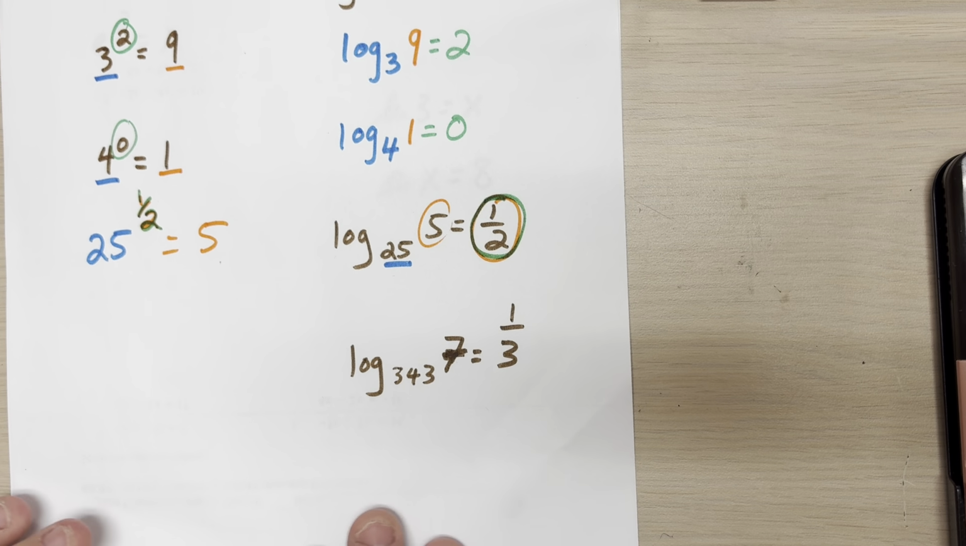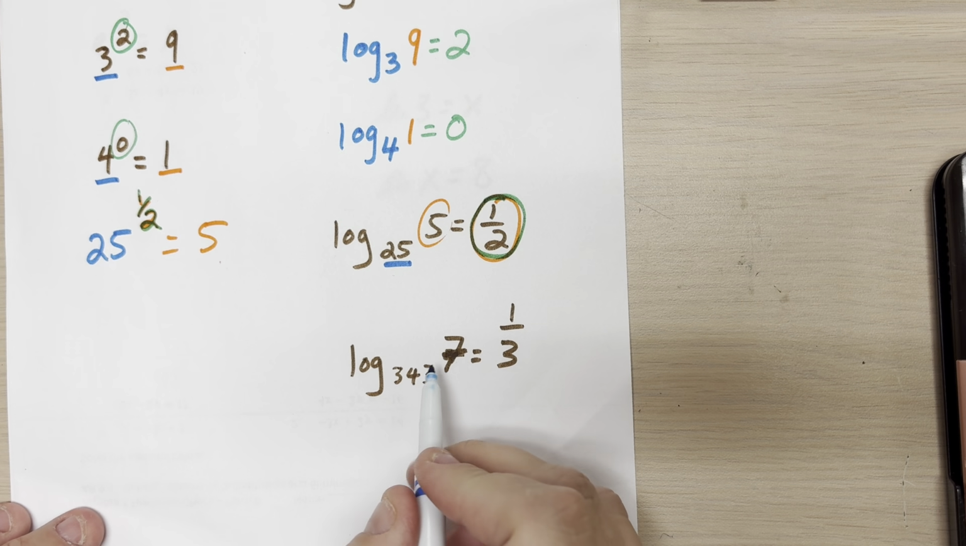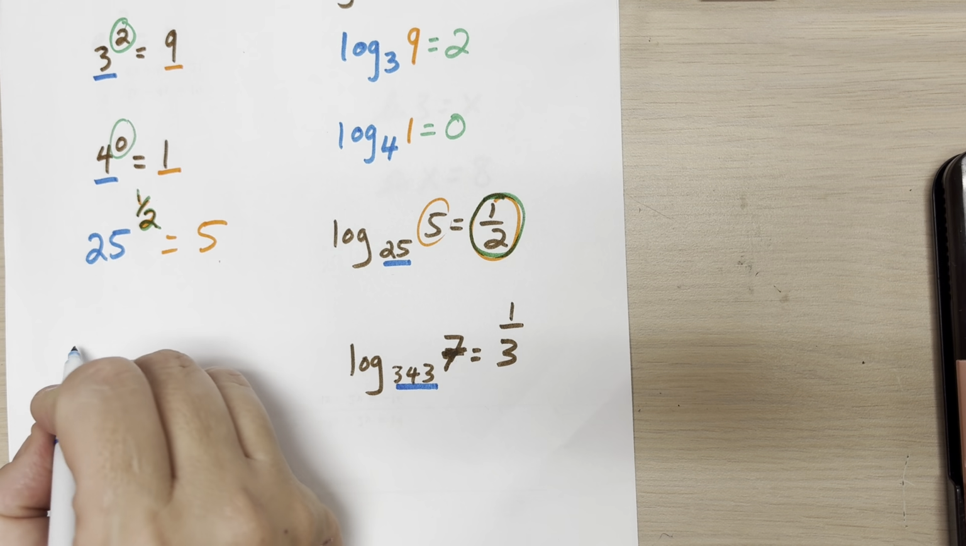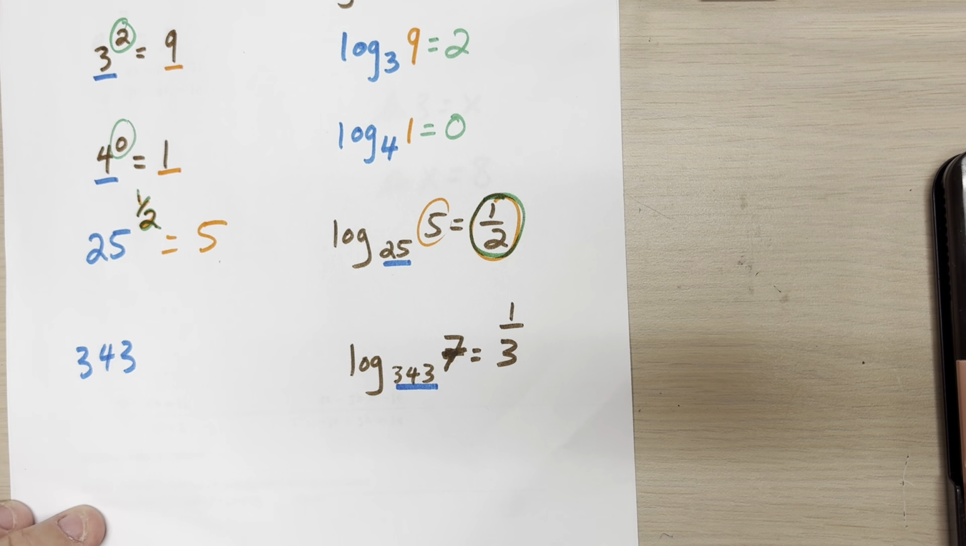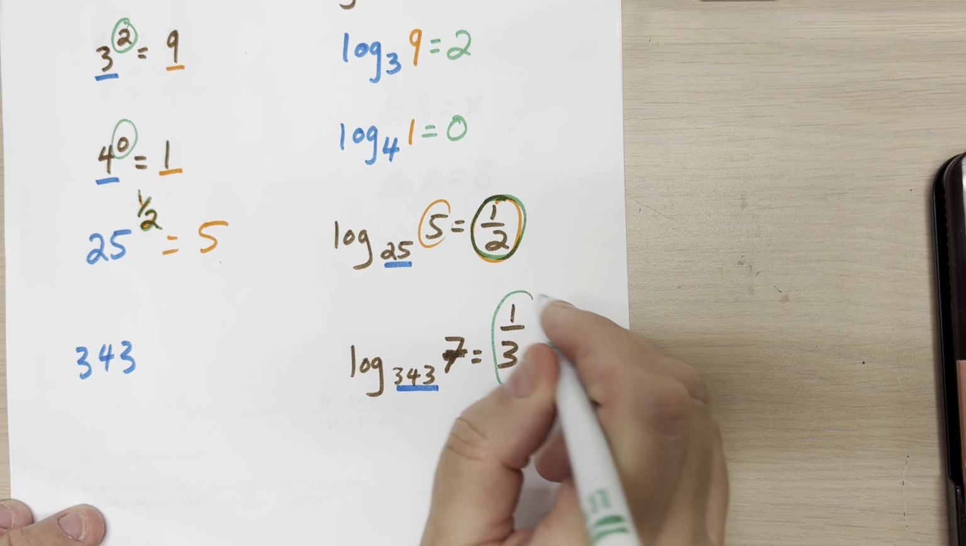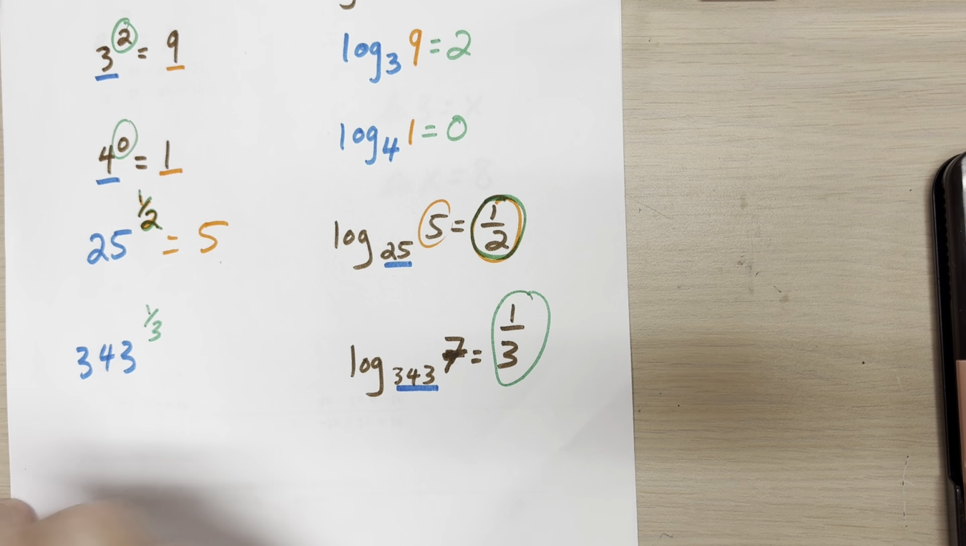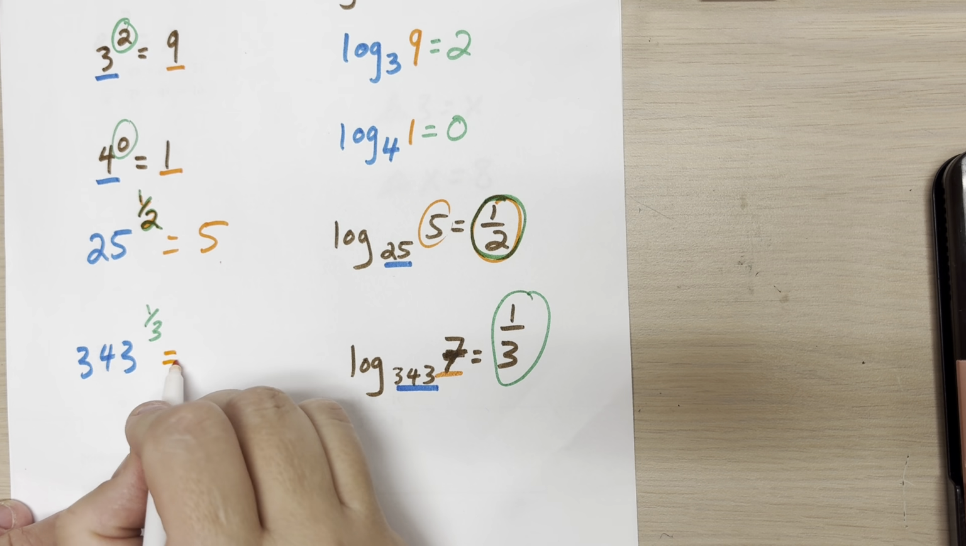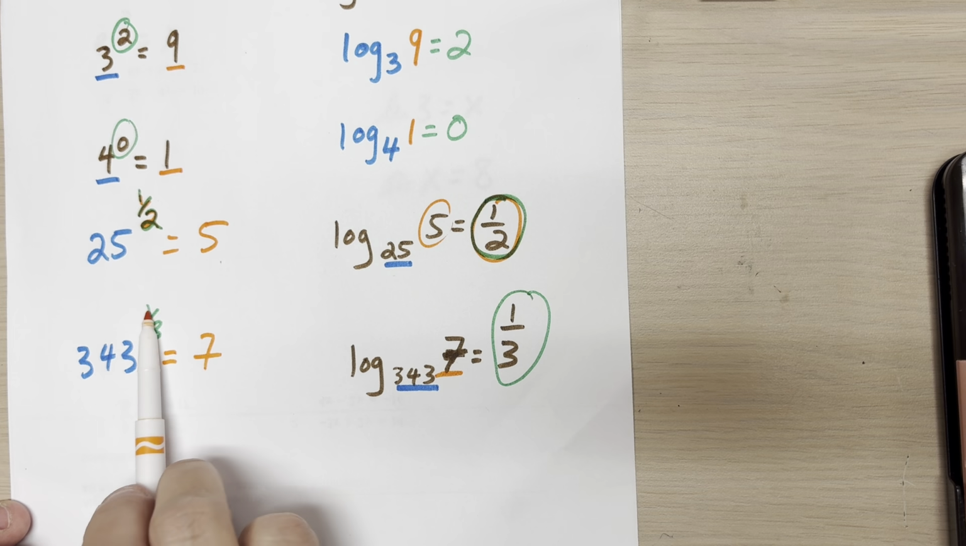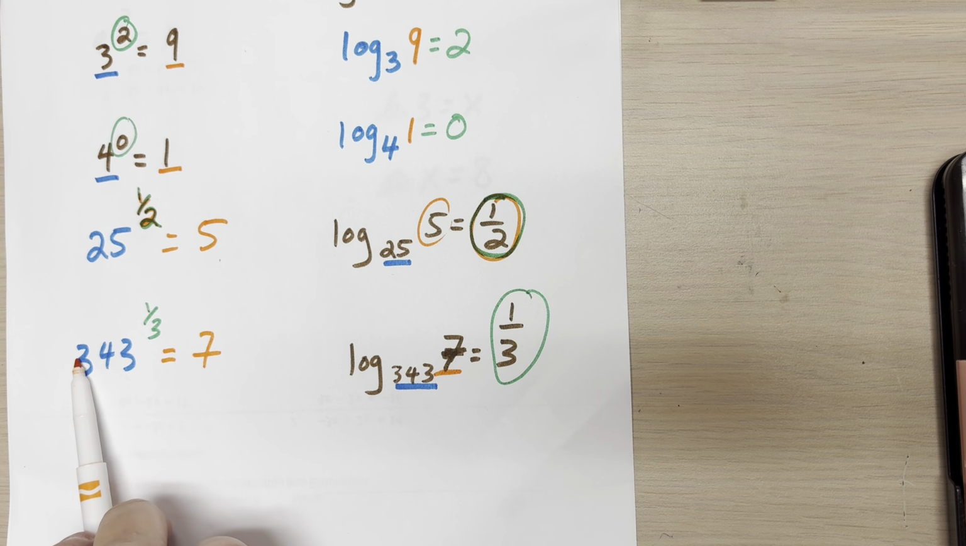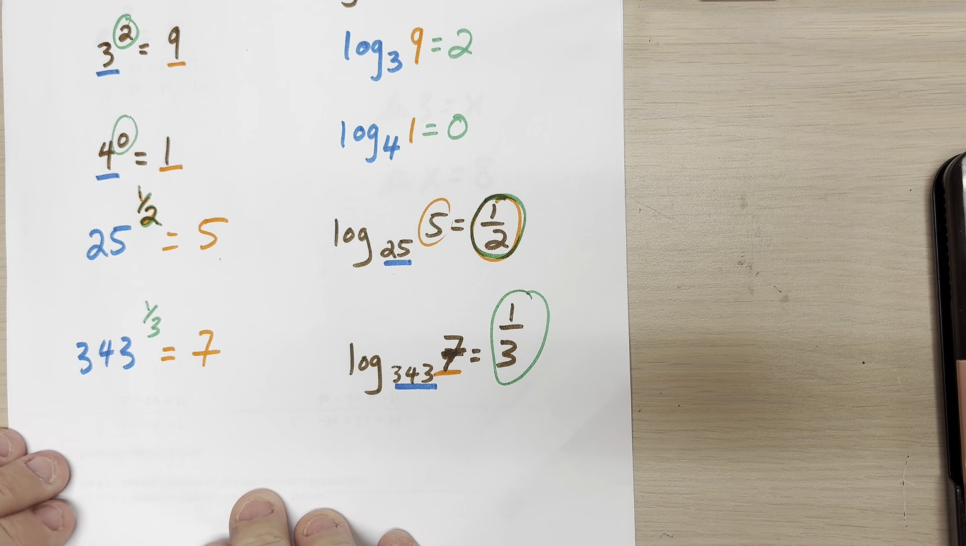Okay, let's see. Next, we've got log base 343 of 7 equals 1/3. So the base is down here, 343. The exponent is over here, 1/3. And then the number is 7. 343 to the 1/3 is 7, or the cube root of 343 is 7, which we know is true. So that's converting back and forth.